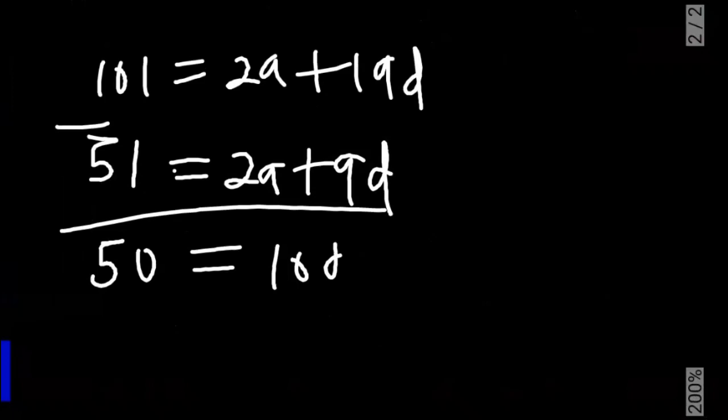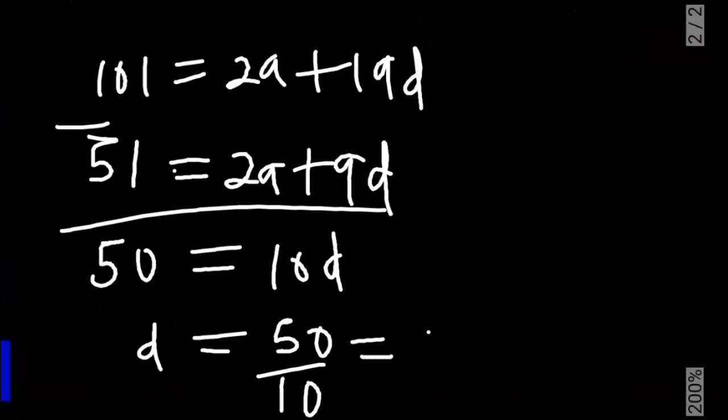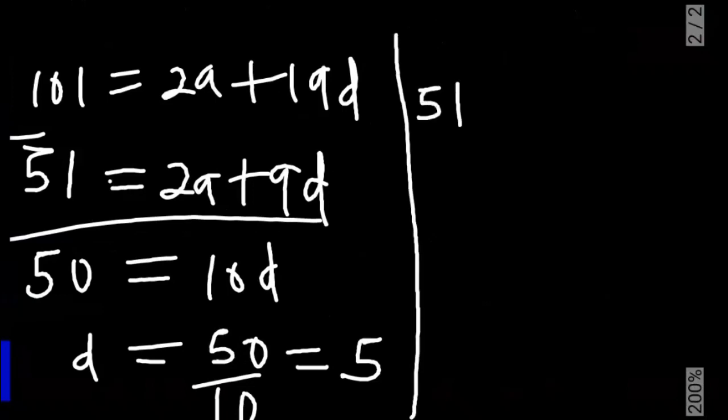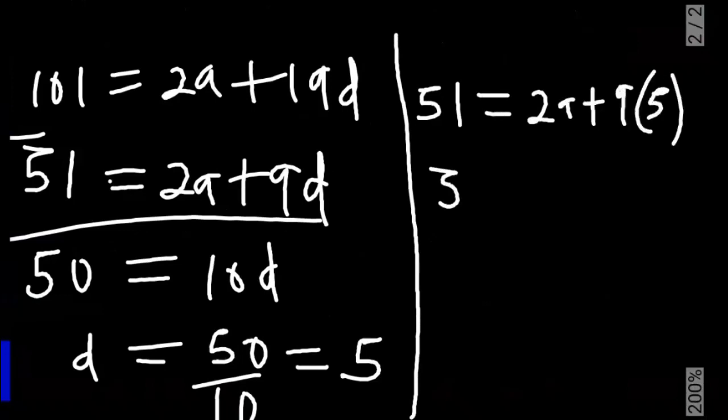So it shows that d is equal to 50 over 10. If we divide both sides by 10, we have 5. So d is 5. We can substitute this in one of our equations. Let's pick the second equation. We have 51 is equal to 2a plus 9d. Since d is 5, we have 51 equal to 2a plus 9d, 9d, that's 45.